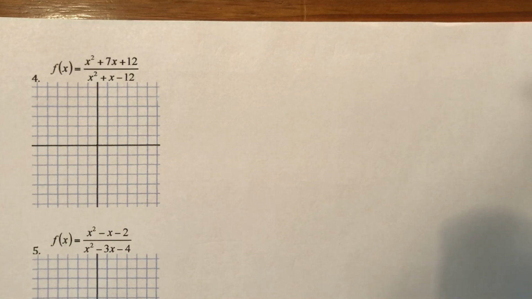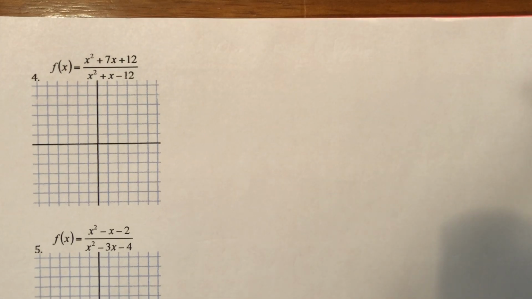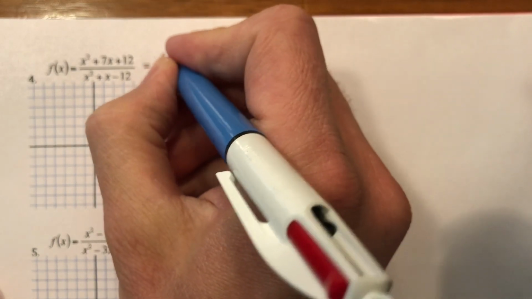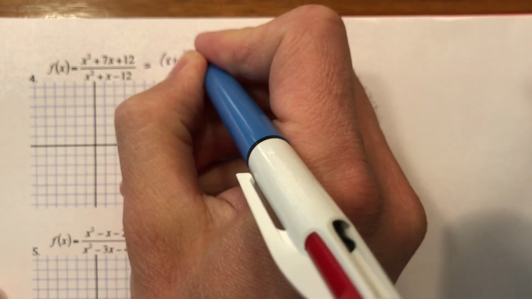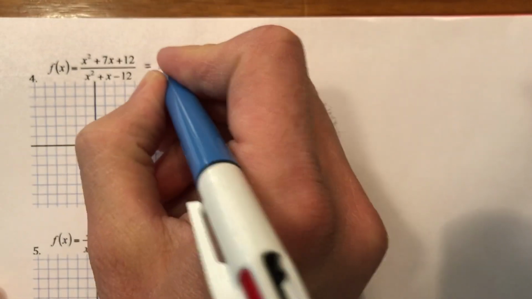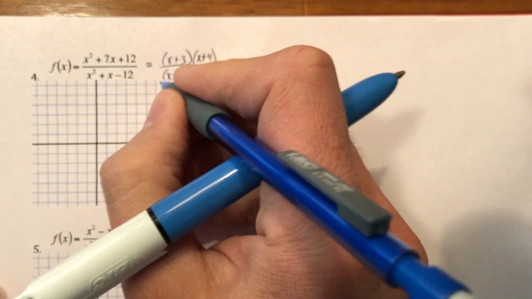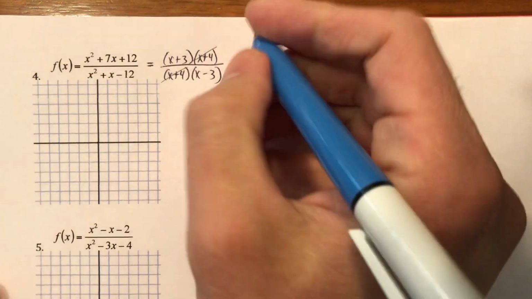Let's keep moving. Same process. This is just extra practice, so try this on your own if you like, or you can watch, either way. Let's go ahead and factor, if it factors, and I believe it does, x plus 3, x plus 4, in the numerator. The denominator is x plus 4, x minus 3.